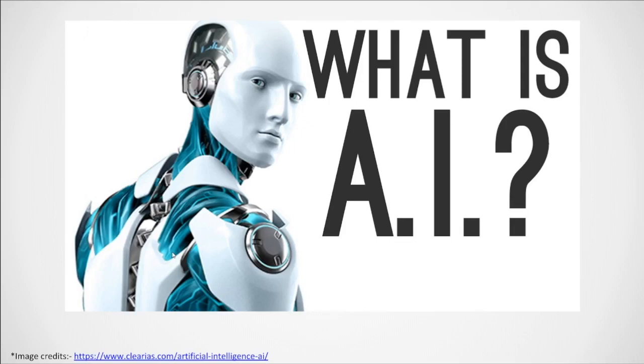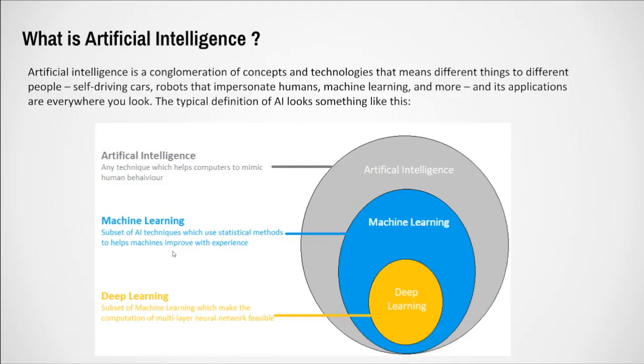What is artificial intelligence? Artificial intelligence is a conglomeration of concepts and technology that means different things to different people, right? Some will say artificial intelligence is about self-driving cars. Some will say it's robots that impersonate humans. Some will say artificial intelligence is machine learning. And they all are at some level correct, right?